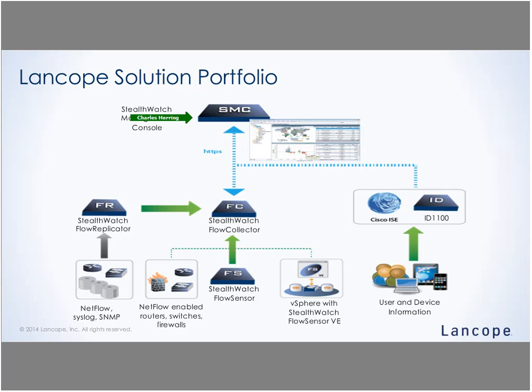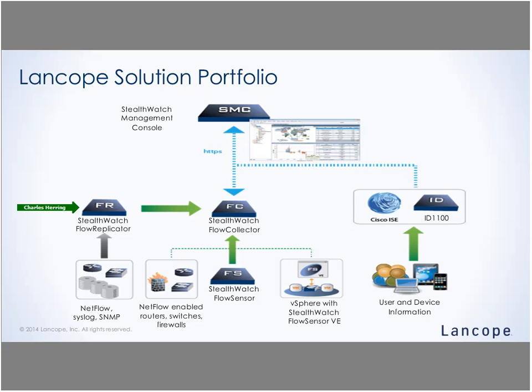We tend to see one flow collector on each continent. There's several different models with massive scalability, and we tend to put one on each continent in global organizations. And for parts of the network that can't generate NetFlow, or where we want a richer set of data, flow sensors can be plugged into taps or spans to generate that rich NetFlow. And they can also be installed inside the virtual estate using the flow sensor VE.